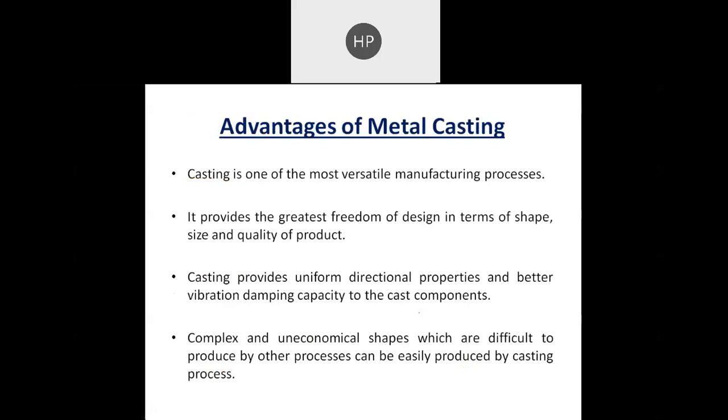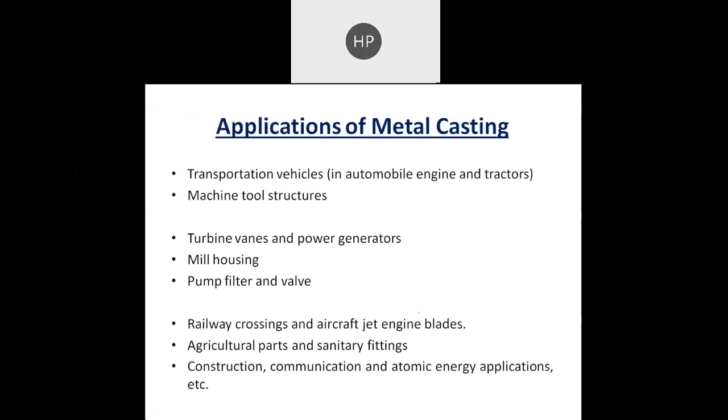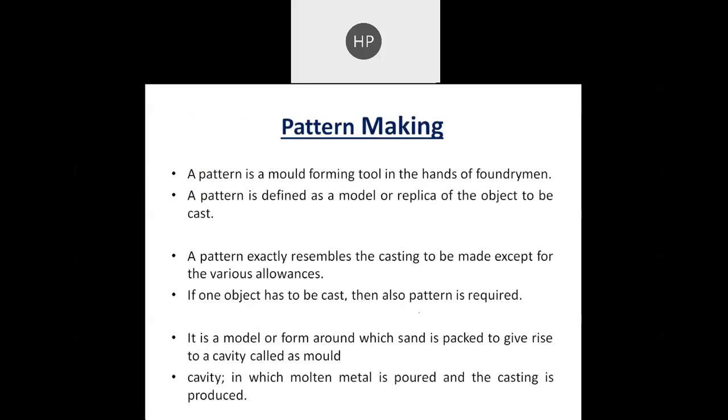Then we have talked about the various advantages of the metal casting process. We have also talked about applications in various areas where we can apply metal casting products. And then we started our discussion on pattern making. So a pattern is a model or a replica of the object to be cast, and generally this pattern carries certain allowances. Okay, so what are those allowances, that is what we are talking about.